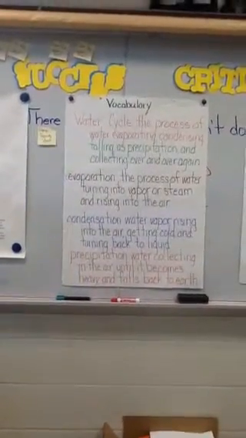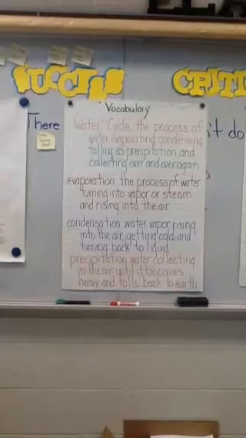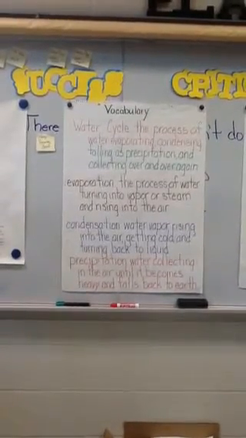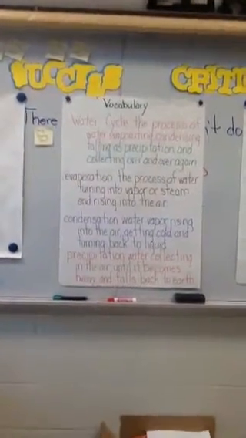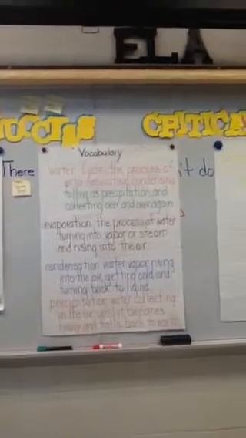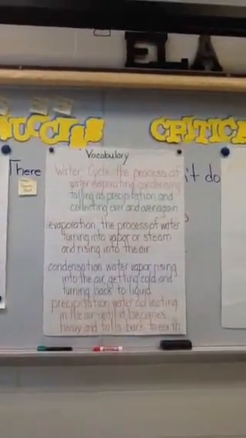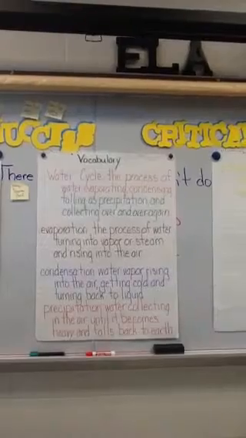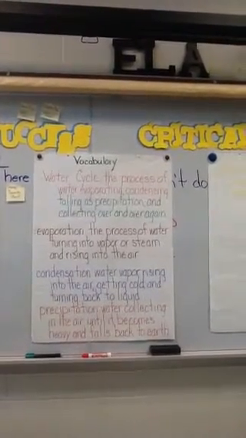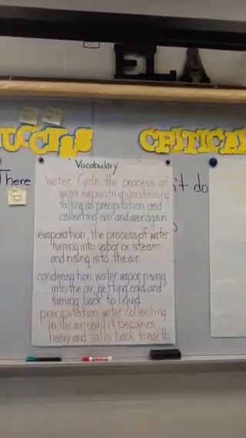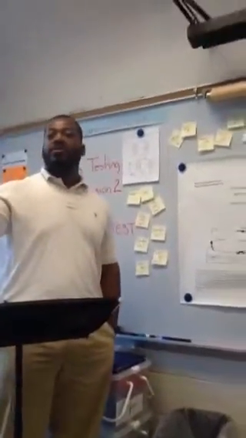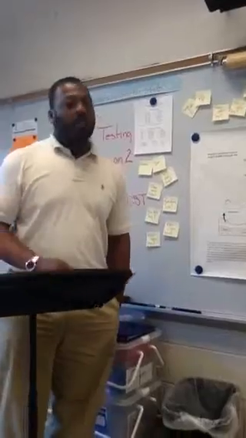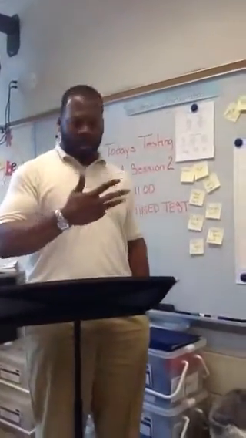The next one is precipitation. Say it. Precipitation. Precipitation is water collecting in the air until it becomes heavy and falls back to the earth. Again, precipitation is water collecting in the air until it becomes heavy and falls back to earth. What is precipitation? Water collecting in the air until it becomes heavy and falls back to earth. Then water can fall back to earth in a couple of forms. What's one way that it can come back? Snow is one. Sleet. What's another? Rain. What's the other one? Hail. So did we get them all? Rain, snow, sleet, hail. Yeah, we got them all.